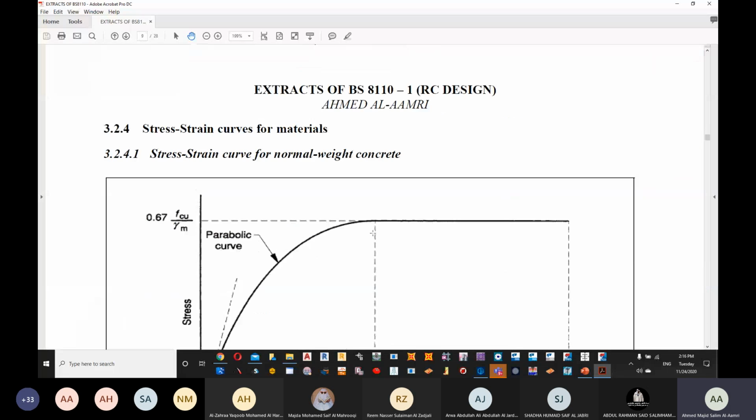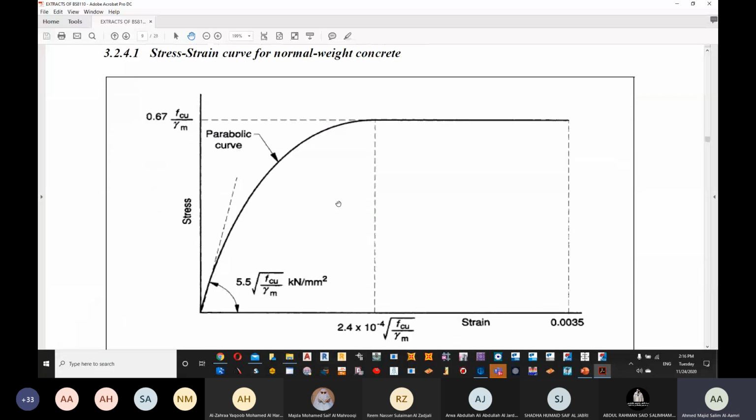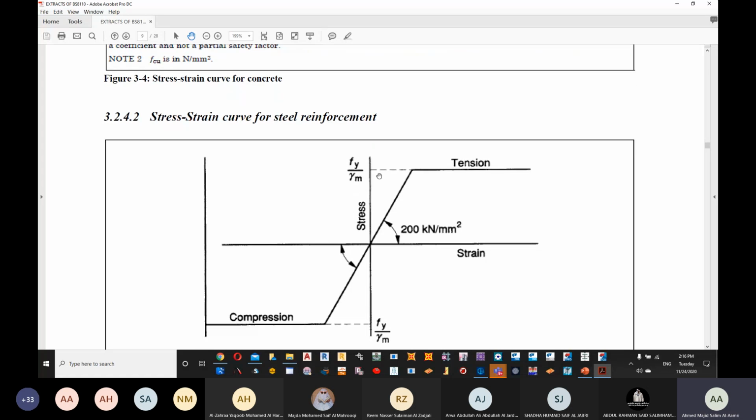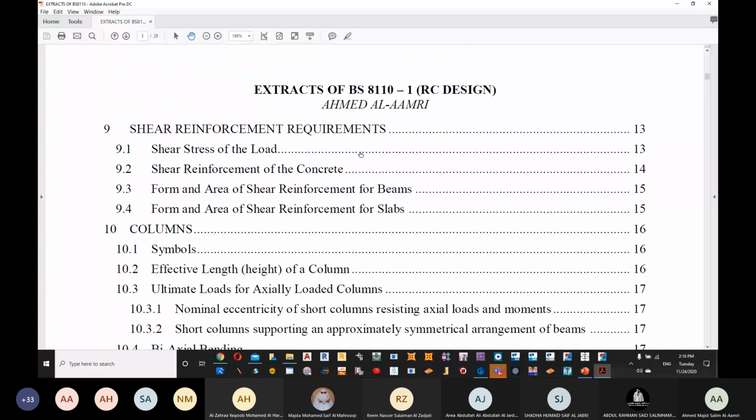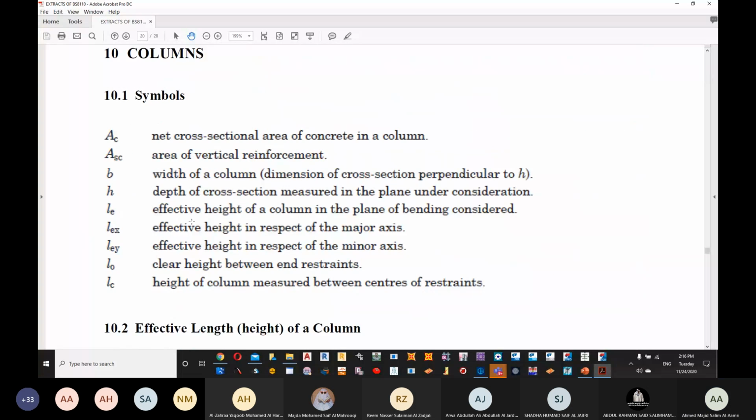Now related to the stress strain curve, you can see that the maximum stress in concrete is 0.67 FCU divided by gamma m. I'm assuming that you should have already taken this. And the maximum stress in steel is Fy divided by gamma m. So there is nothing new in the derivation that I have done. Only instead of deriving it for a beam, which you used to do in singly and doubly reinforced sections, I have derived it for a column.